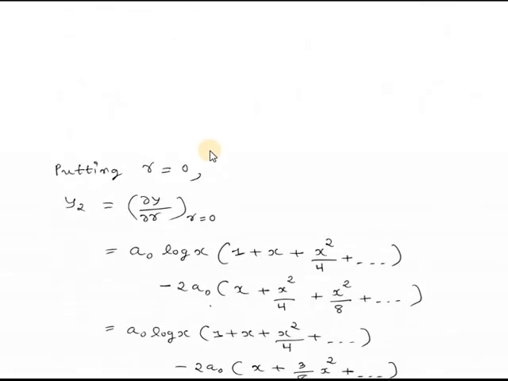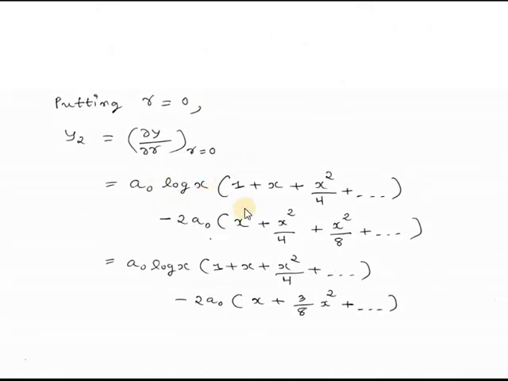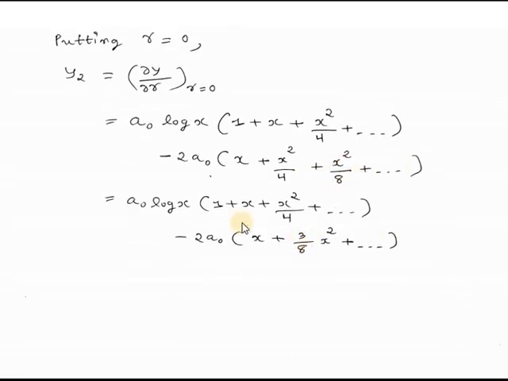So we will get a0 log x in bracket 1 plus x square by 4 plus so on, minus 2 a0 in bracket x plus x square by 4 plus x square by 8 plus so on. If we further simplify it, we will get a0 log x in bracket 1 plus x square by 4 plus so on, minus 2 a0 in bracket x plus 3 divided by 8 x square plus so on, because if we take the LCM then we will get this term.